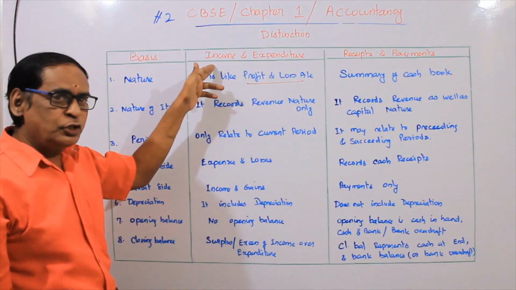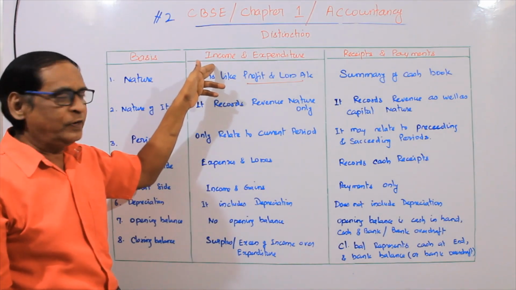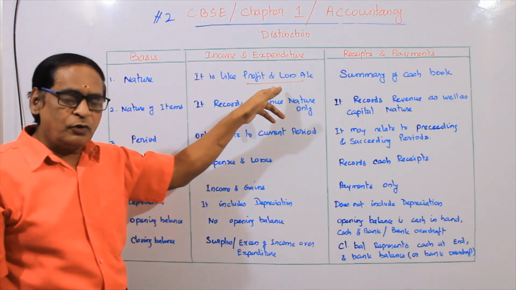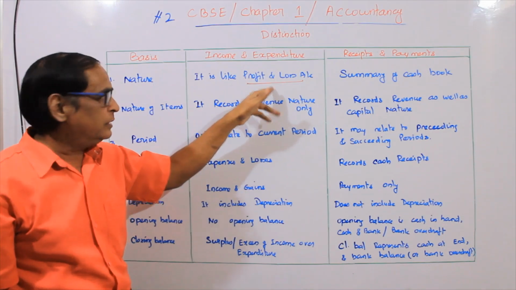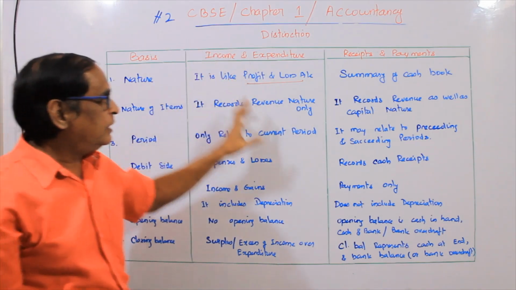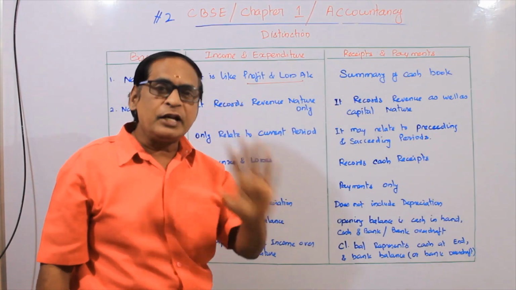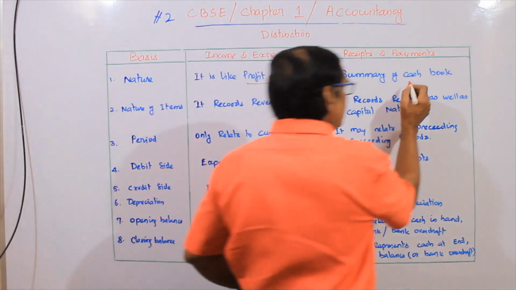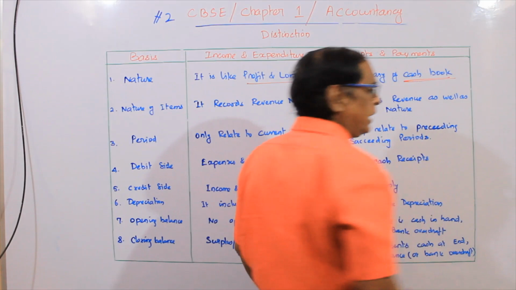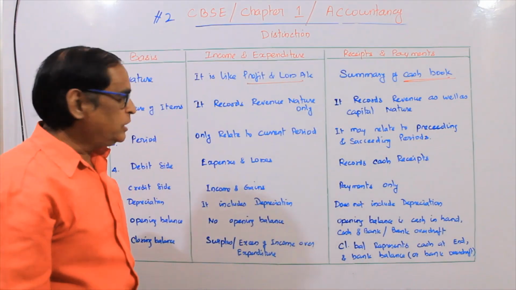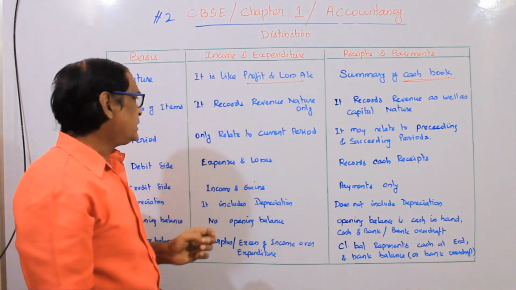But income and expenditure account is to be prepared in a not for profit organization. Profit and loss account is to be prepared in a trading concern. Understand? This is a difference. As far as receipts and payments account is concerned, it is nothing but a cash book. Understand? It is nothing but a cash book. The receipts and payments of cash.